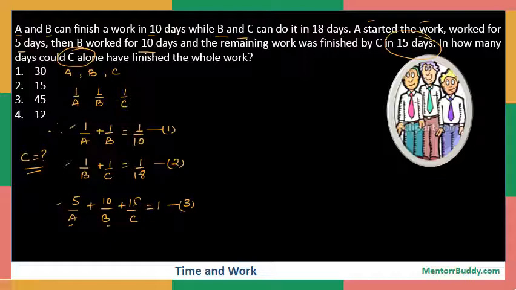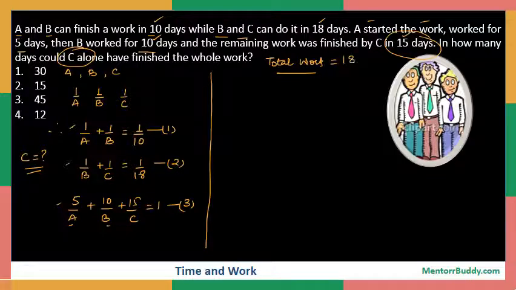So here, instead of using this unitary method, we can adopt a method that we call the total work method. Let us see what it is. In this, you can assume the total work to be a multiple of the given values in the question. As we can see, the values are 10, 10, 18 and 15. So let me assume a random value of total work to be 180 units.